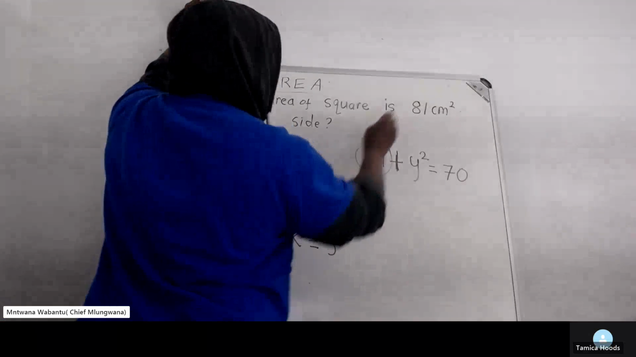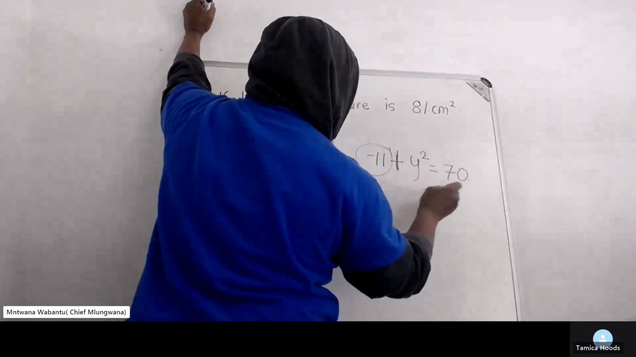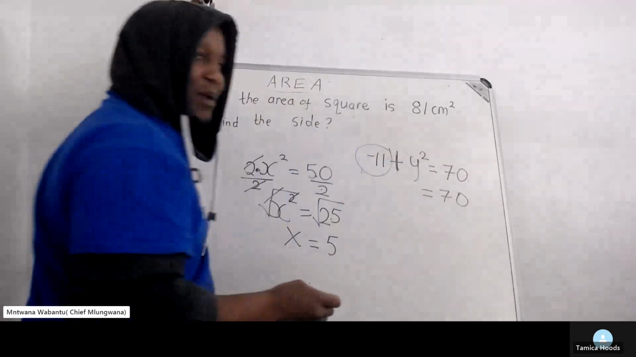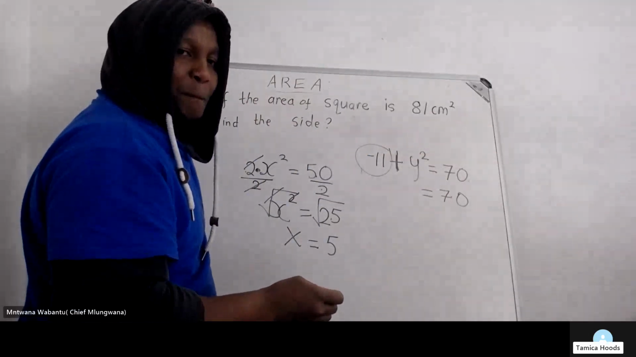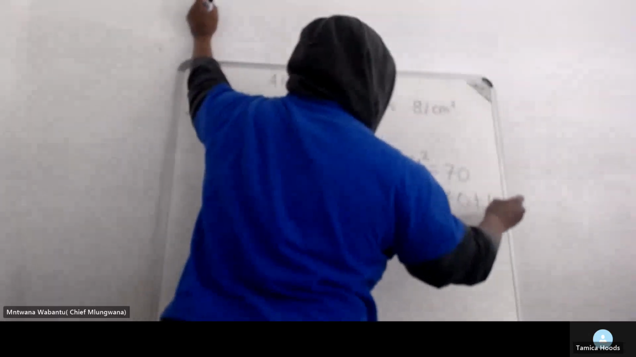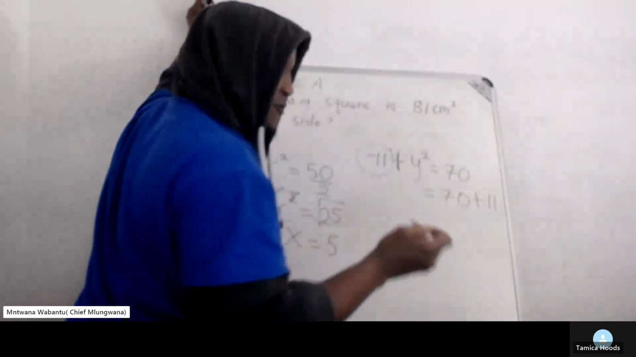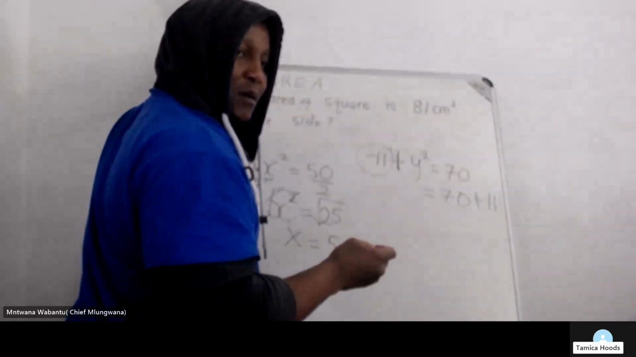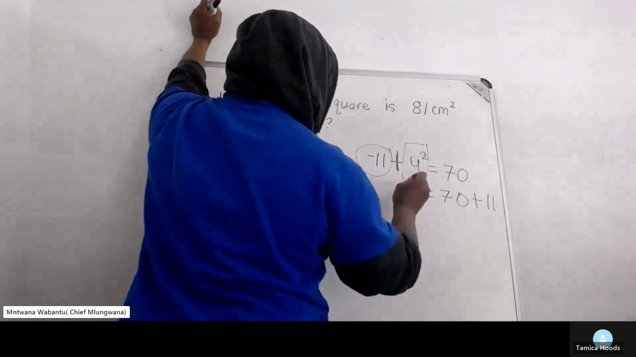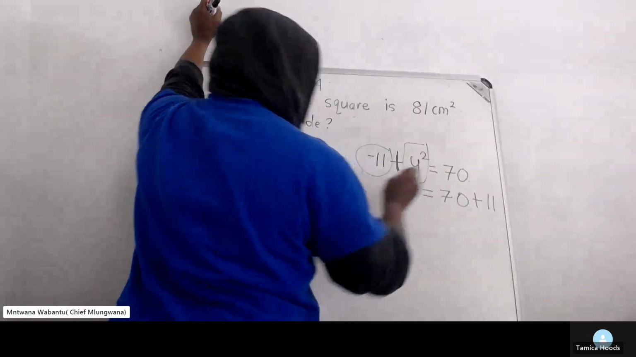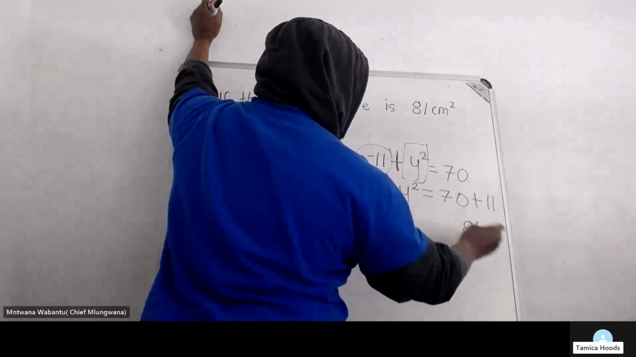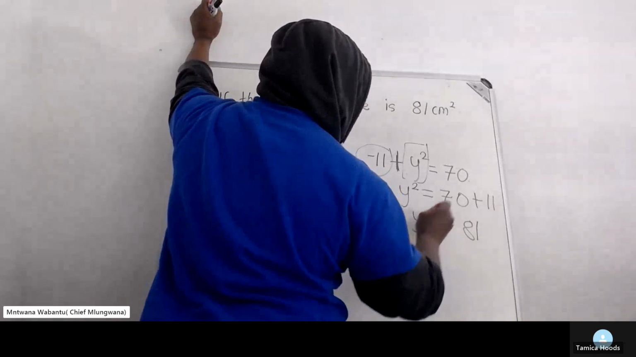So I'm going to take negative 11 and go over here. So I'm going to write my 70. If negative 11 goes over, how is it going to become? It's going to become positive. It was negative. When it jumps over, it's going to become positive 11. And on the left, we're going to be left with positive y to the power of 2, which means y squared. So 70 plus 11, 81, equals y squared.